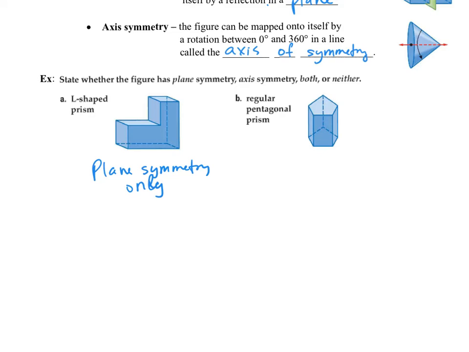Okay, this figure, that's a regular pentagonal prism, has both. We could slice this thing down the middle, or we could slice it horizontally with a plane where one side would be a reflection of the other side. So it does have plane symmetry. It also has rotational symmetry. If we had a line that goes through the center and we started rotating this, it would map onto itself 3 times. So this figure has both. It has plane symmetry and it has rotational symmetry.